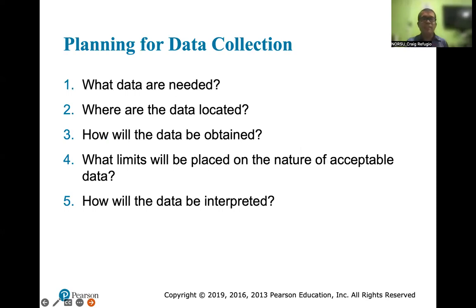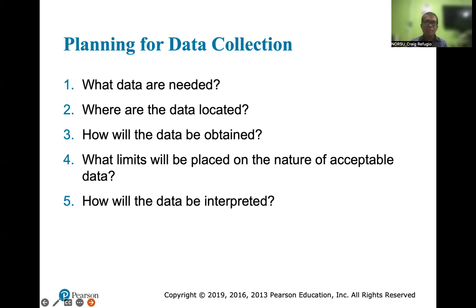So, planning for data collection. What data are needed? Where are the data located? How will the data be obtained? What limits will be placed on the nature of acceptable data? You're going to have inclusion and exclusion. What data being collected should be included finally in the analysis, and what are those data that should be excluded or not included in the data analysis?